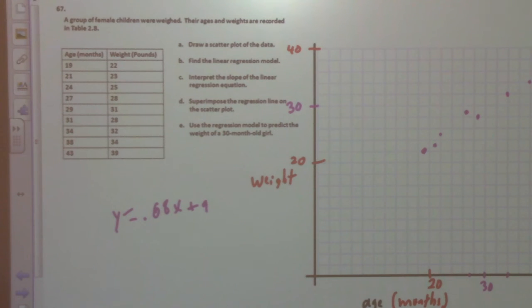0.68 what? What is slope? What is a definition of slope? M something. Okay, what it is, this is going to be weight, 0.68 pounds per month, right? So on average, these little baby girls are going to increase in weight 0.68 pounds per month on average. So that's the meaning of it.